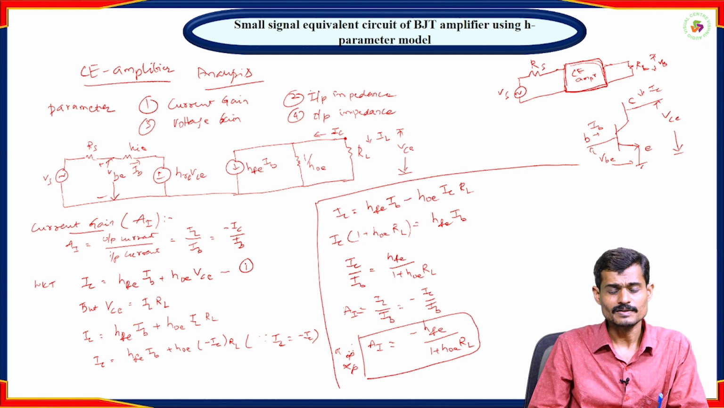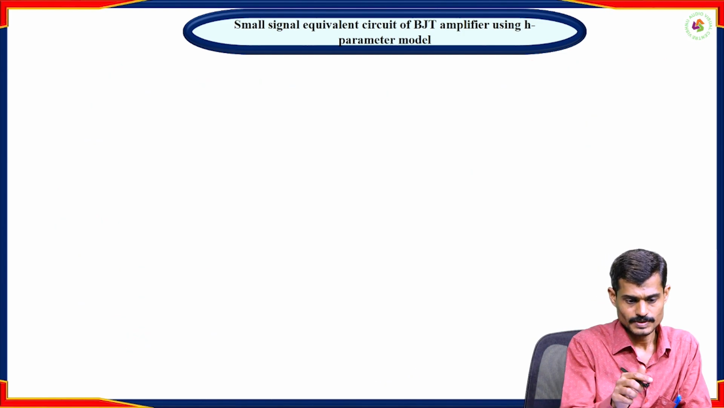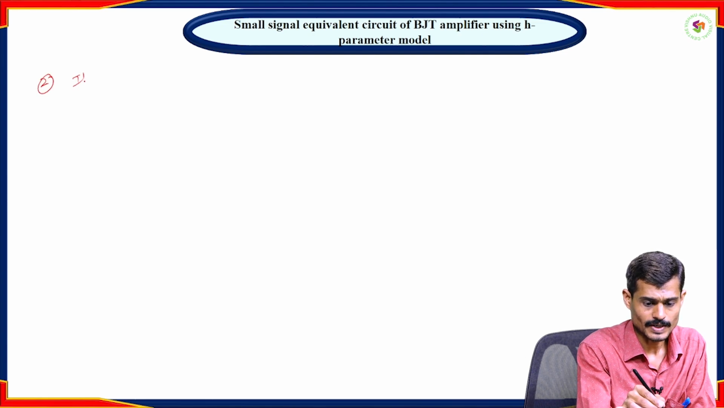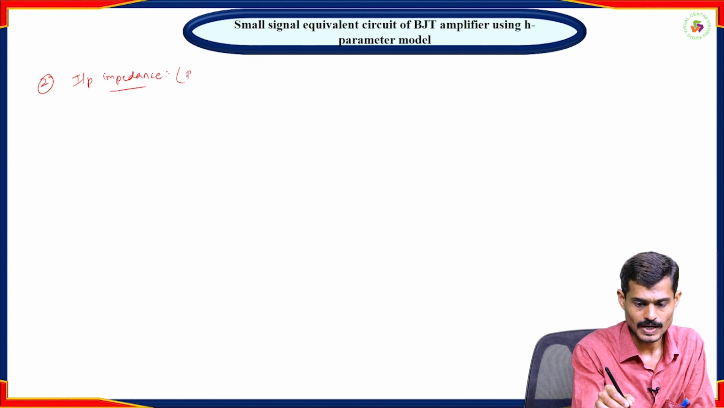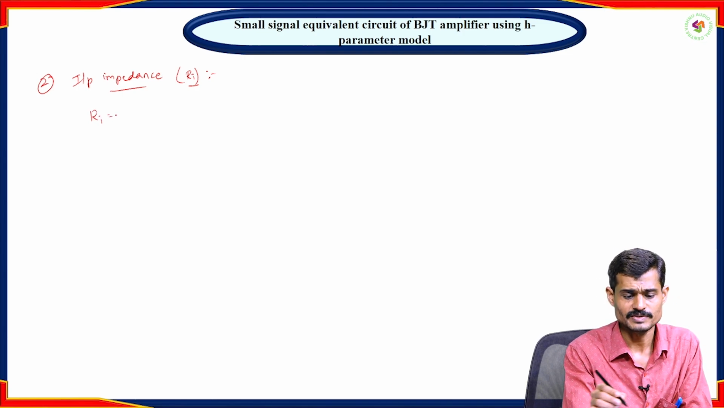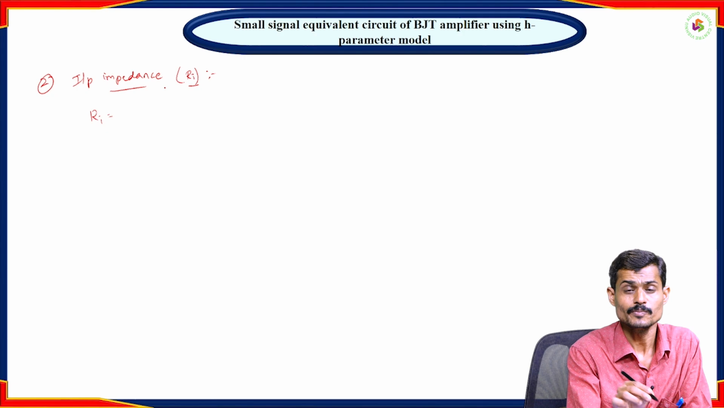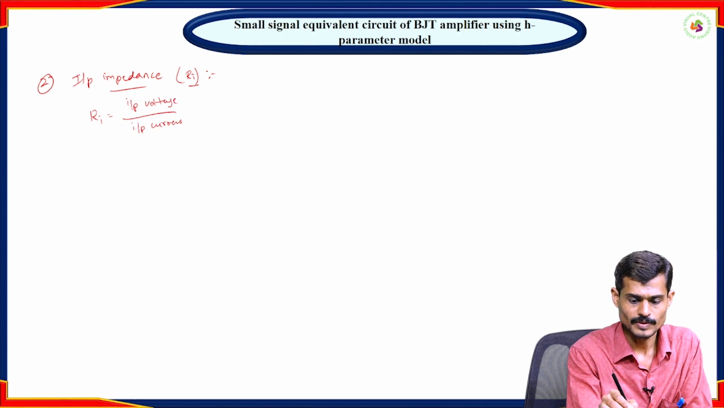Now I want to calculate the second parameter, input impedance. Input impedance is represented by Ri. Okay, how to define input impedance? The name itself is suggesting impedance is nothing but voltage by current. So it will be input voltage divided by input current.